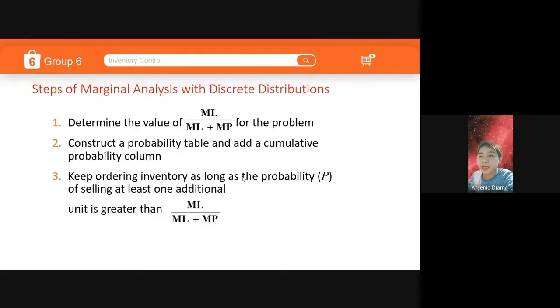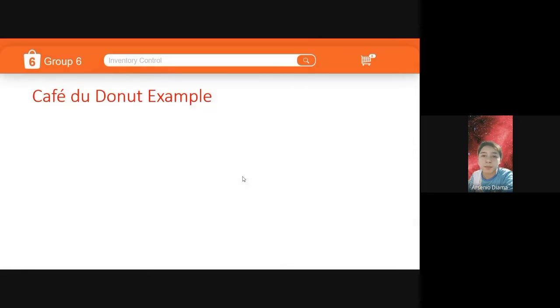Steps of marginal analysis with discrete distributions. Step 1. Determine the value of marginal loss divided by the sum of marginal loss plus marginal profit for the problem. Step 2. Construct a probability table and add a cumulative probability column. Step 3. Keep ordering inventory as long as the probability of selling at least one additional unit is greater than the marginal loss divided by the marginal loss plus the marginal profit. Let's apply these steps in the Café de Donut example.